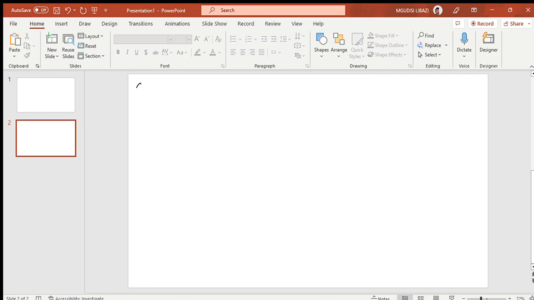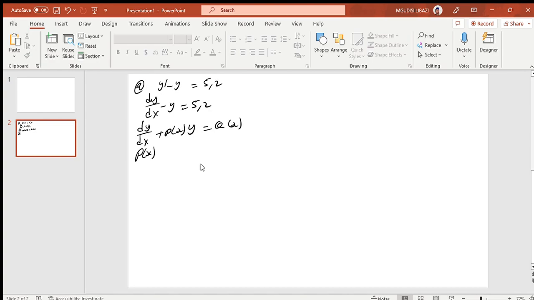So the first question, part A, says we have y prime minus y equal to 5.2. We can write that as dy over dx minus y equals 5.2. We can view this in the form dy over dx plus p of x multiplied by y is equal to q of x. We can now see that p of x is the coefficient of y, which is -1, and q of x is what is on the right hand side, which is 5.2.